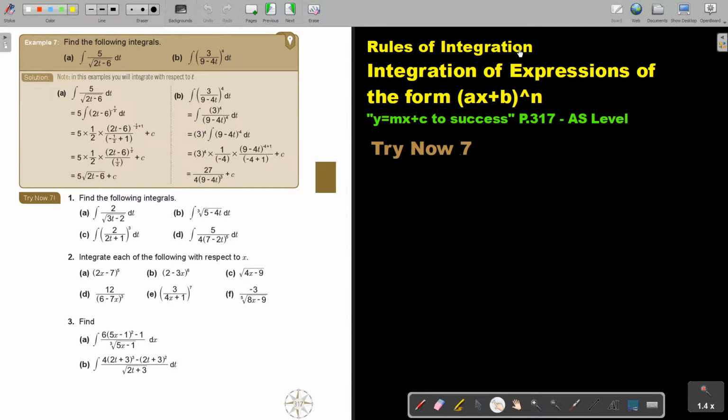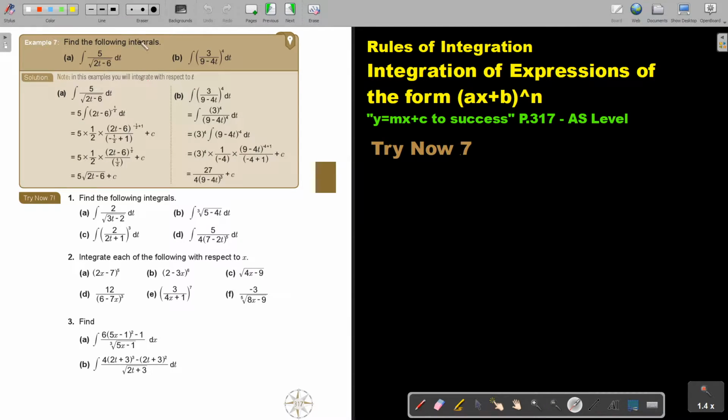Rules of integration. Integration of expressions of the form (ax + b) to the power n. We will continue with this. You will find this on page 317 in the Namibia AS-Level Mathematics textbook.